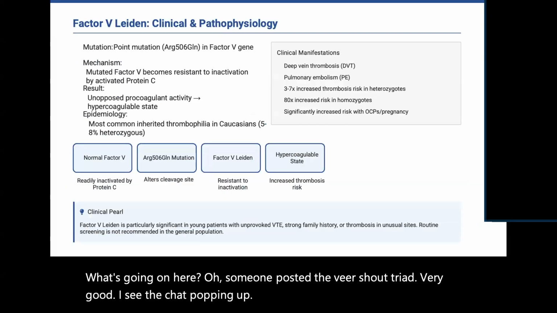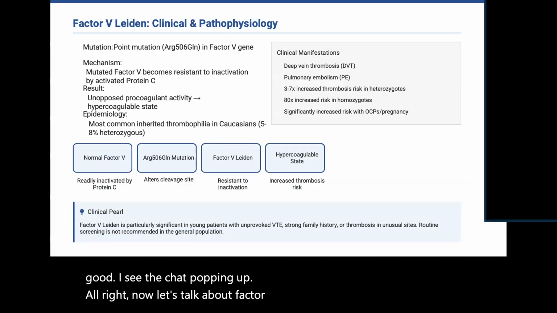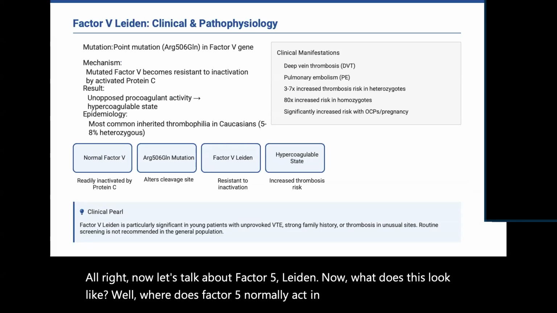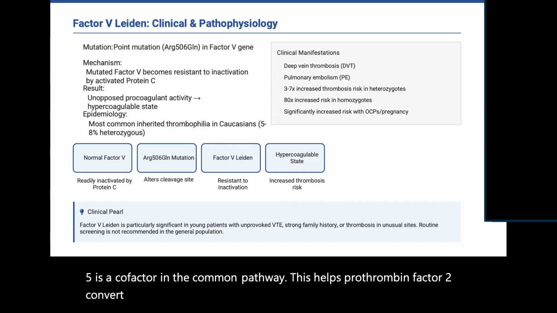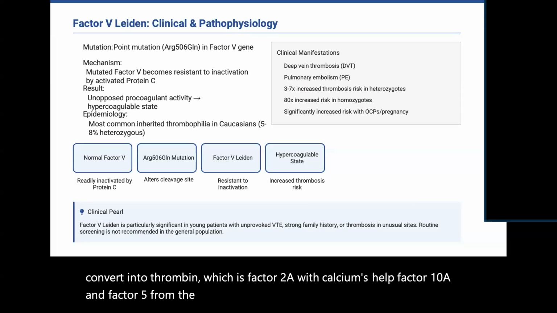All right, now let's talk about factor V Leiden. Now, what does this look like? Well, where does factor V normally act in the clotting cascade? Factor V is a cofactor in the common pathway. This helps prothrombin, factor 2, convert into thrombin, which is factor 2A. With calcium's help, factor 10A and factor V form the prothrombinase complex, this is the engine that drives thrombin generation.